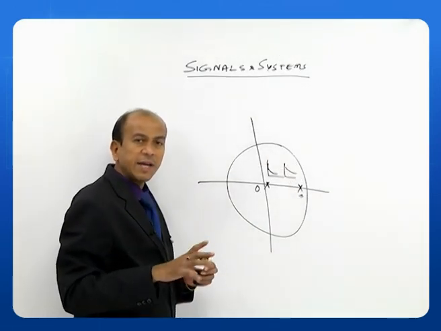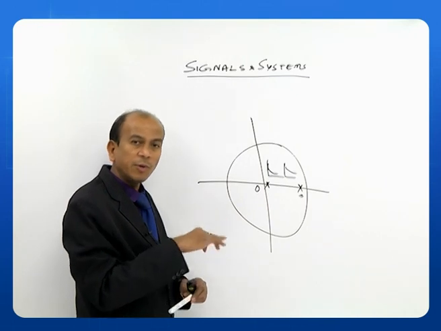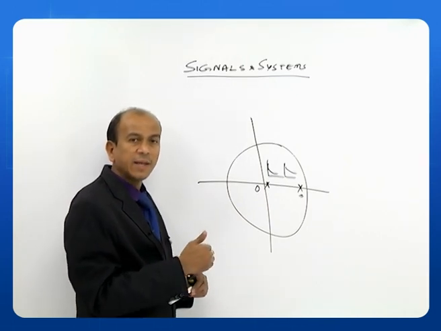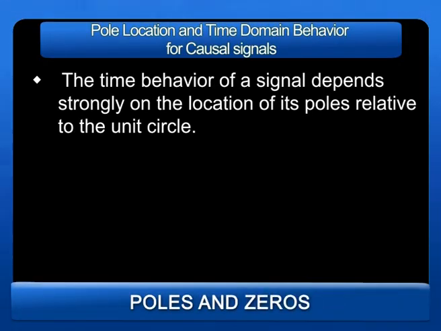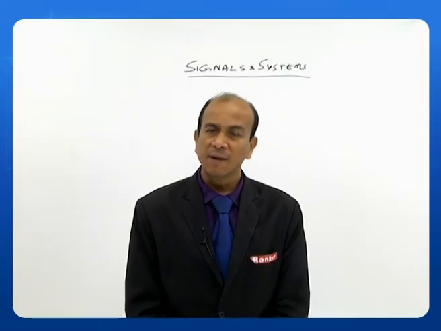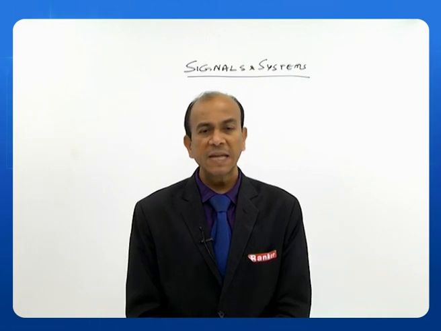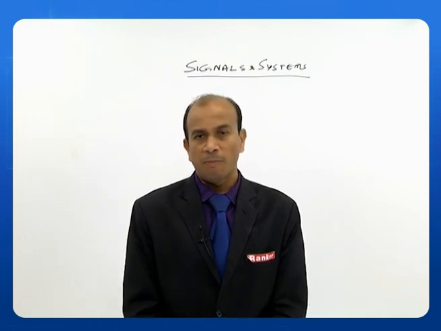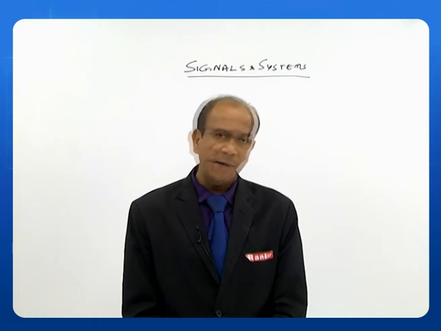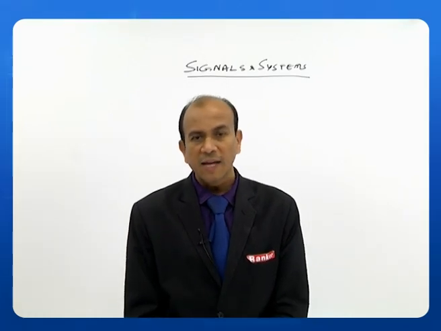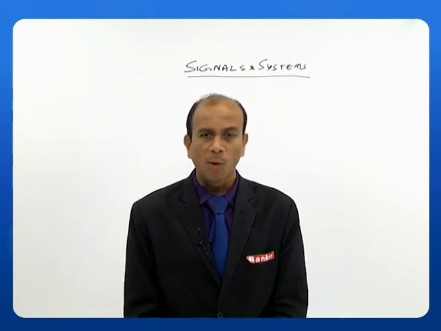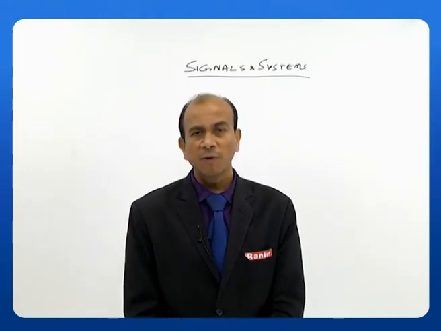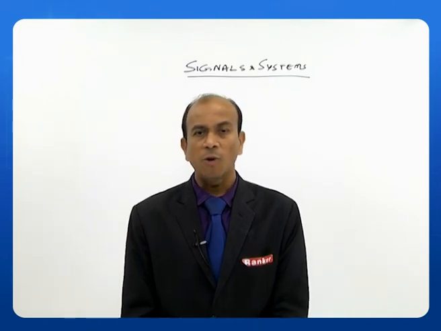So the location of poles is going to tell us how the design has to be adjusted. The time behavior of the signal depends strongly on the location of its poles relative to the unit circle. As we have seen in the earlier figures, we have studied the different cases of the location of the pole versus the time behavior of the signal. It's very clear there is a strong relationship between the pole location and the behavior in the time domain.